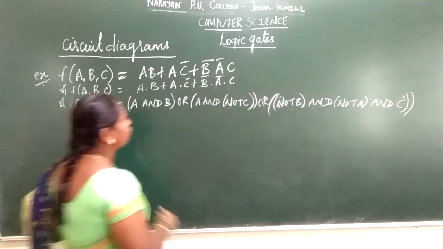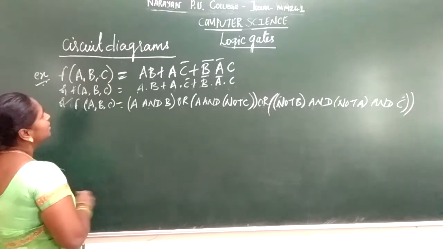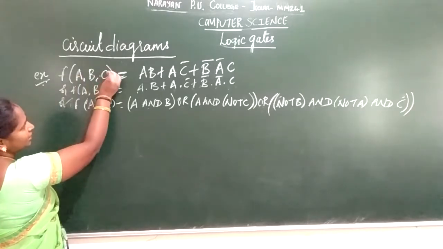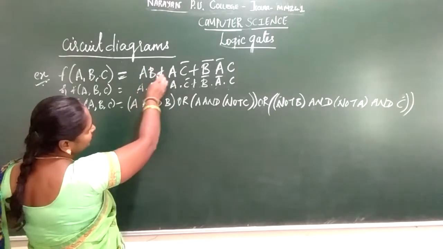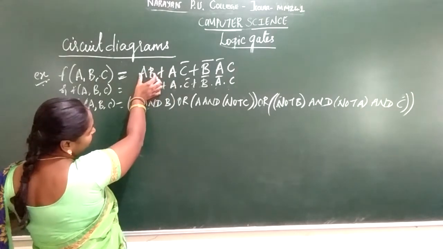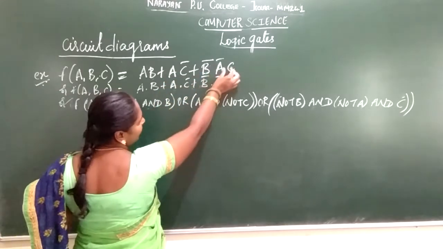So for this you are going to draw a logic circuit. This can be written or omitted; it's left to you. Take the expression. How many input signals are there? A, B, C. So how many ways is the expression split? First term is AB, then AC bar, then B bar A bar C.